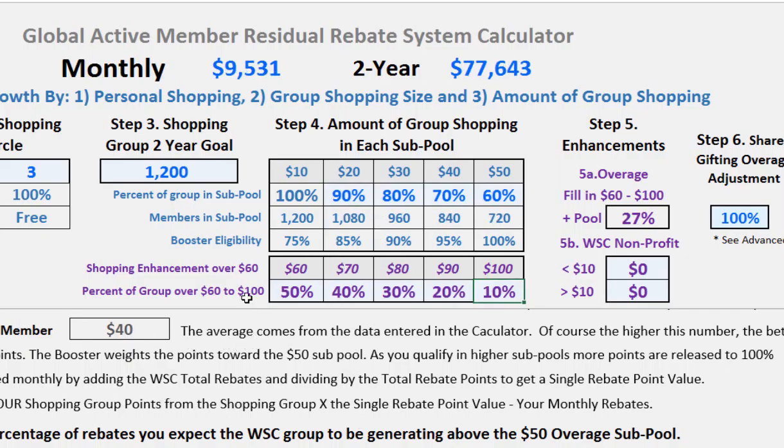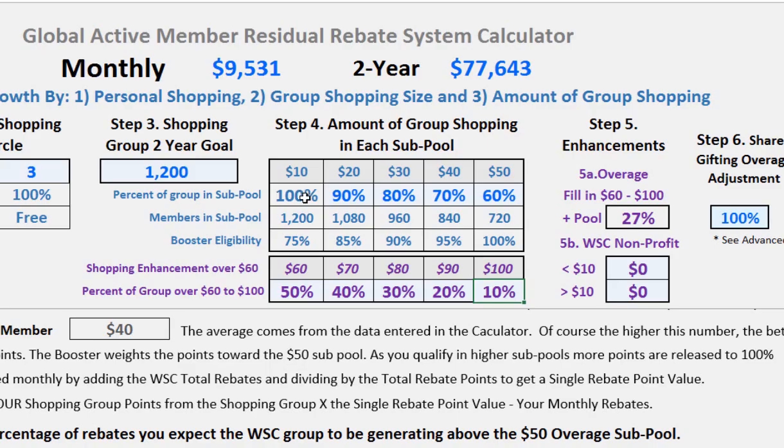Okay, so I just plugged in all those numbers. We went from 90 to 50 in this first group, and then we went from 50%, 40, 30, 20, and 10%. Only 10% of your group at 1,200 is doing $100 in rebate generation, and that would be 12 people out of the 1,200. So it could be reasonable as we see how this works over here and gets better.